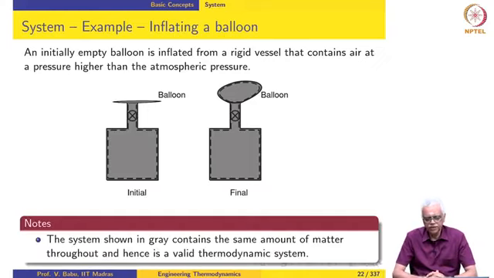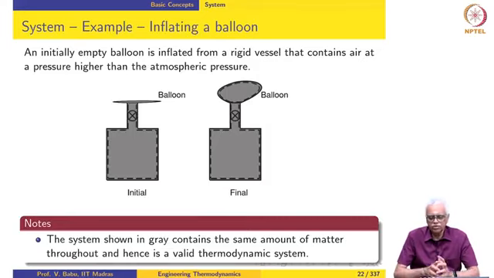So, the system shown in gray, which is enclosed by the dashed line, contains the same amount of matter throughout, and hence is a valid thermodynamic system. Okay. Now, how do we ensure that the process takes place slowly? You may recall that we demanded that the process should take place slowly, so that the system boundary is known at all instants in time, and the properties of the system are also known at all instants during the process.